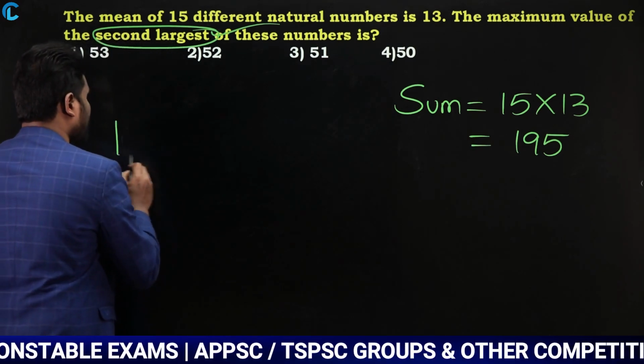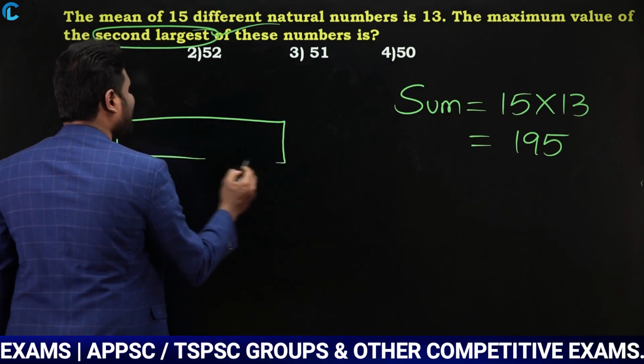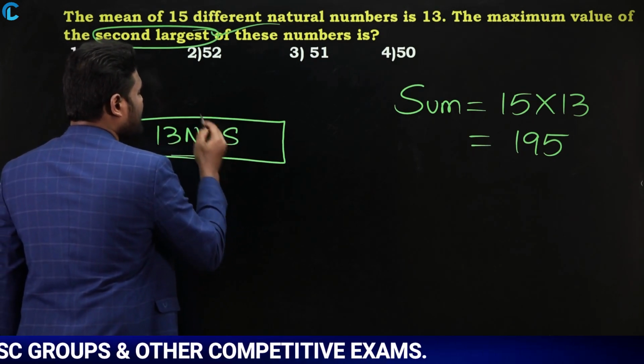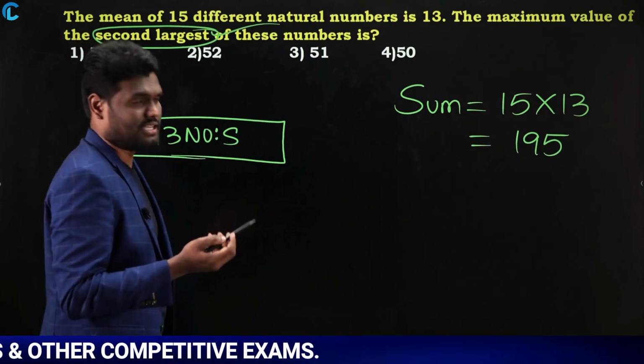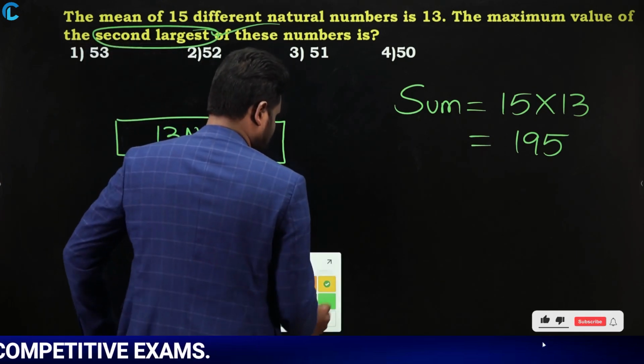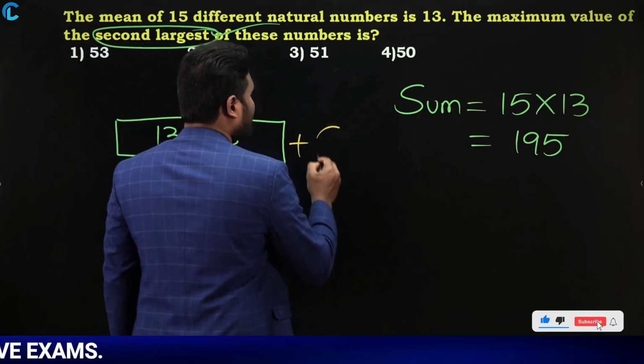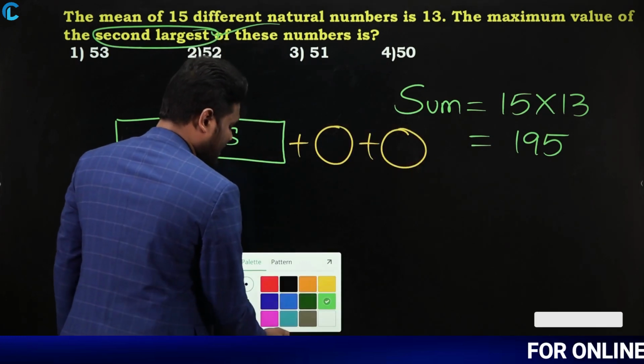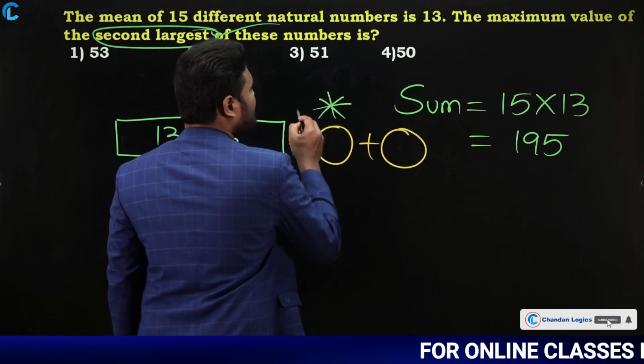Out of those 15 different numbers, I am going to take 13 numbers. Why am I taking 13 numbers? In this I need to find the second largest. That is the reason I am taking 13 numbers. If I take 13 numbers, then the remaining are nothing but 2 numbers. Now I need to find the second highest, which means I need to find this number.